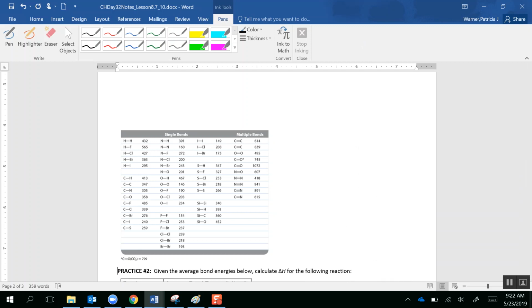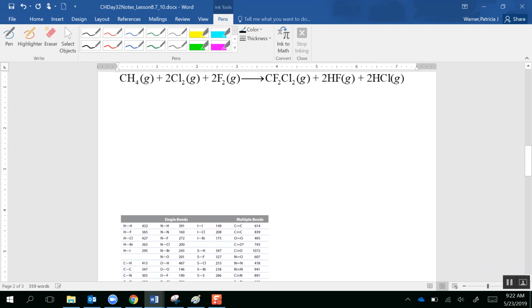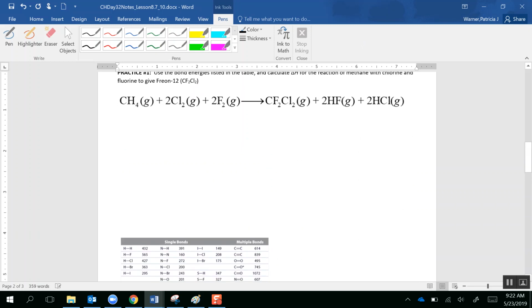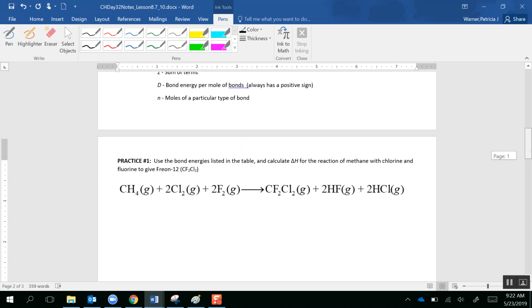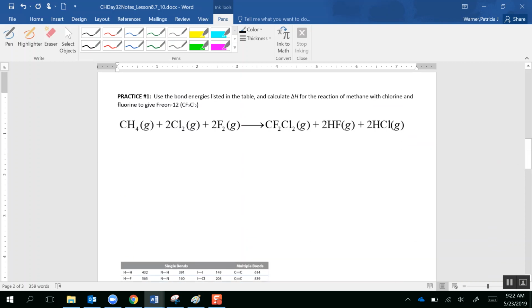Okay, so let's look at this particular one. The bonds broken minus the bonds formed, and so let's look at this. The bonds broken are going to be on this side, and the bonds formed are going to be over here. So we have to know what these molecules look like. This lesson kind of jumps ahead because in the next lesson you'll learn to draw Lewis structures, and so you kind of need to know what the Lewis structures look like.